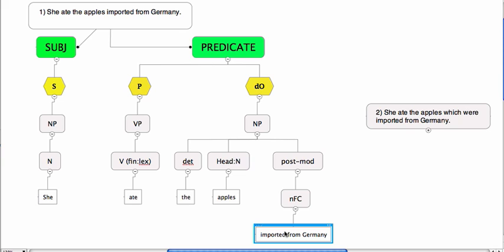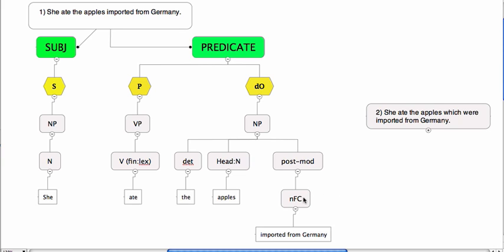The speaker or the writer at the moment of utterance said the apples imported from Germany. The first word of what follows is a non-finite verb. This is a non-finite clause. And this relationship then is simple. This is a simple sentence, number one.